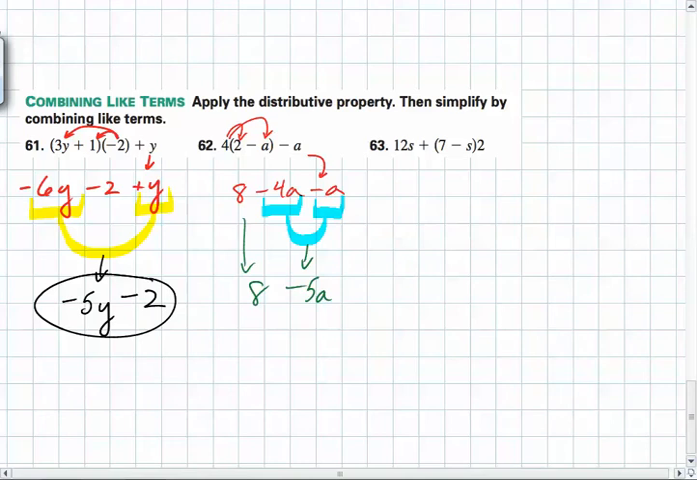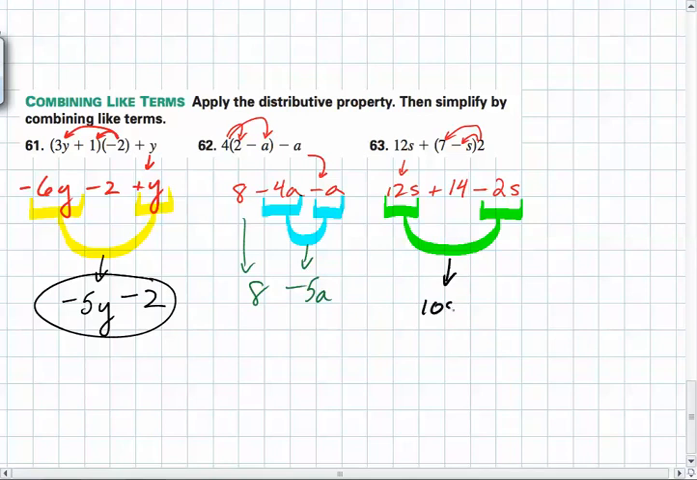Next, we have 2 being multiplied by 7. The 12s drops straight down, so you have 12s plus 14, which is 2 times 7, and then 2 times -s is -2s. And then I see like terms here, 12s and -2s, because s is being raised to the first power in both cases. This goes to 10s, and the 14 drops down, so you have plus 14.